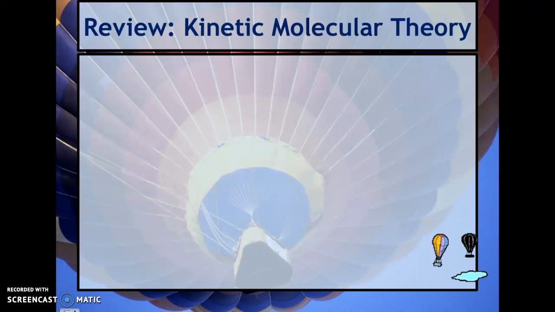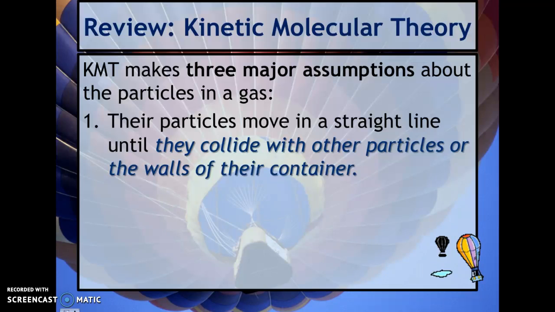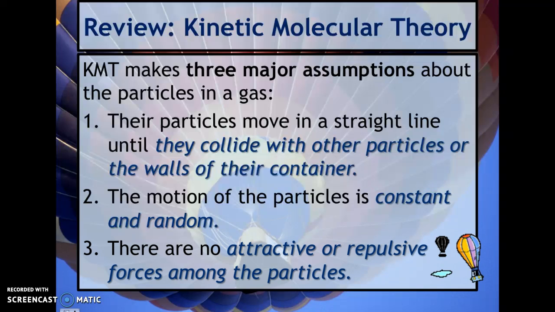First, we're going to review a little bit about kinetic molecular theory. If you recall from yesterday, kinetic molecular theory makes three major assumptions about the particles in a gas. The first thing we assume is that the particles move in a straight line until they collide with other particles or the walls of their container. The second part is that the motion of these particles is constant and random. And the third major assumption is that there are no attractive or repulsive forces among these particles.